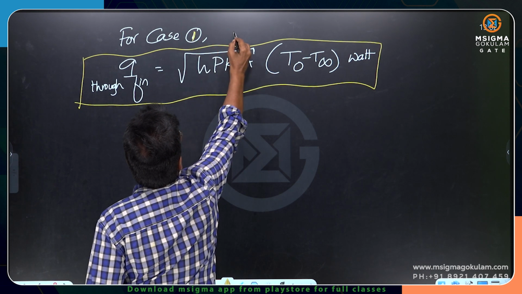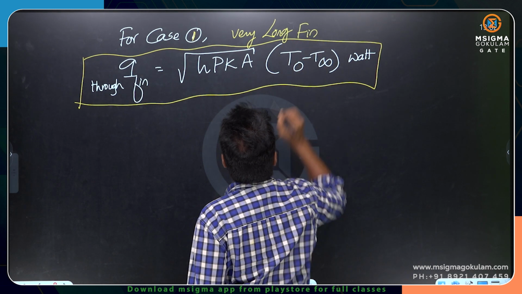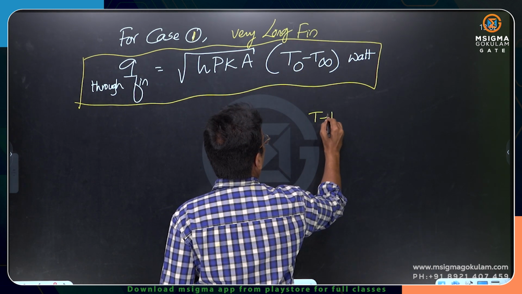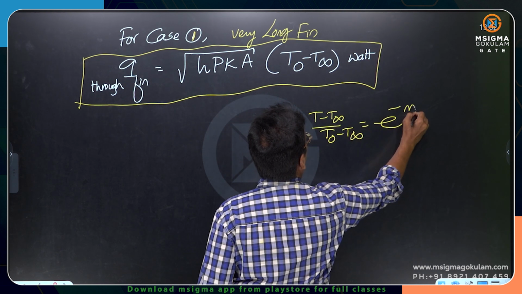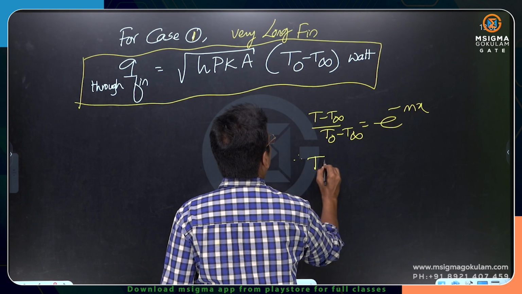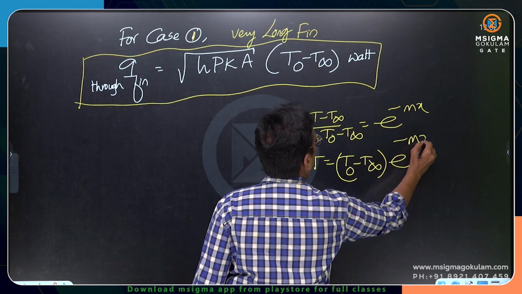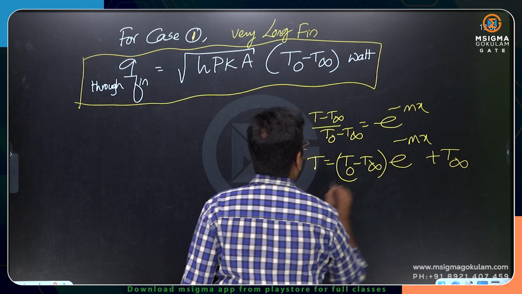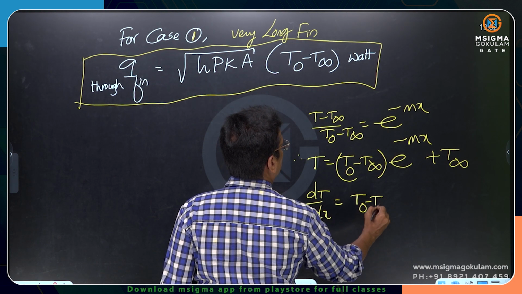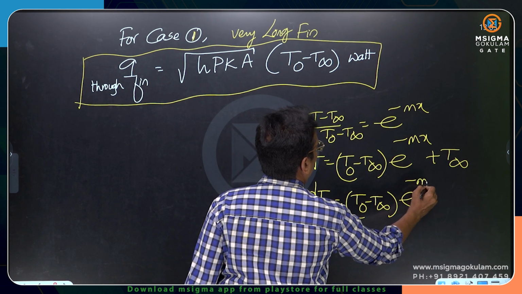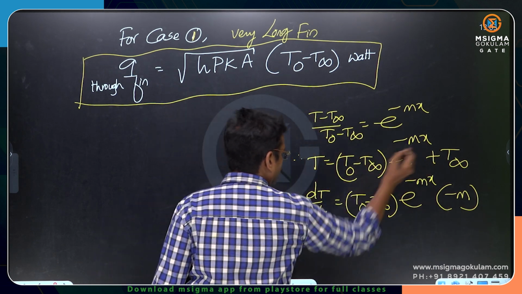What is case 1? A very long fin, an infinitely long fin. Understand that, because (T minus T infinity) by (T naught minus T infinity) is equal to e to the power of minus mx. Therefore, T is equal to (T naught minus T infinity) into e to the power of minus mx plus T infinity. What is dT by dx? It is (T naught minus T infinity) into e to the power of minus mx into minus m, because the differential of a constant is 0; T infinity is a constant.